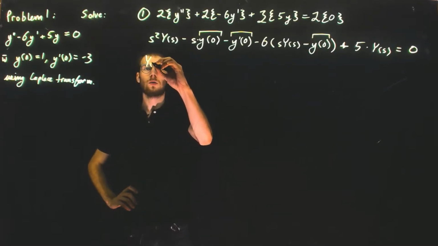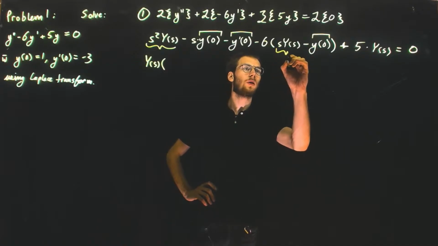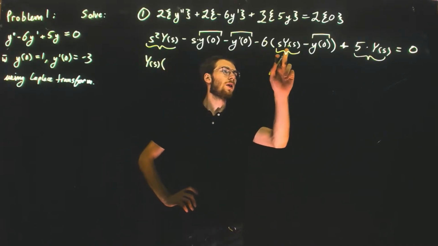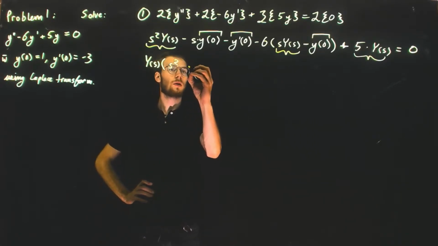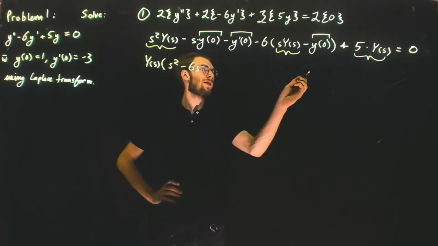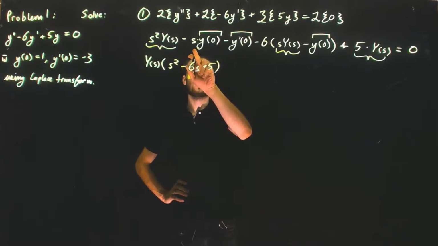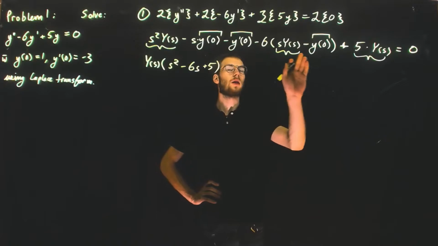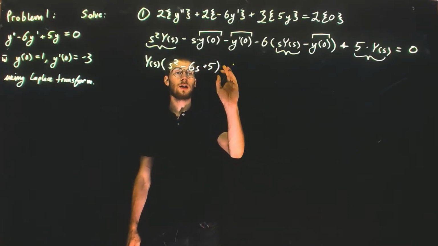So we have Y(s), which we can factor out from this term, Y(s), which we can factor out from this term, and Y(s) that we can factor out from this term. And keep in mind to distribute the 6 into this bracket. So we'll have s squared minus 6s plus 5, and then we'll have our initial conditions there, and there.